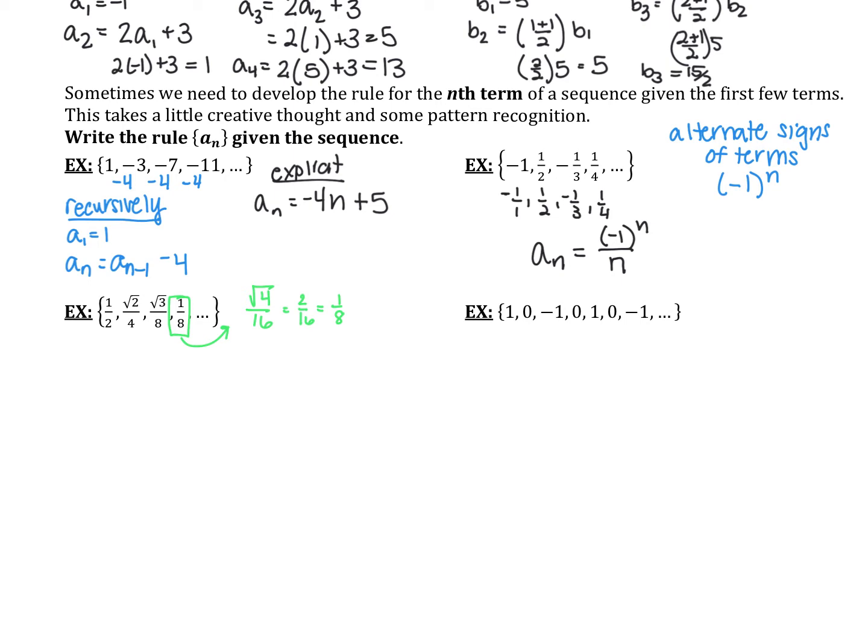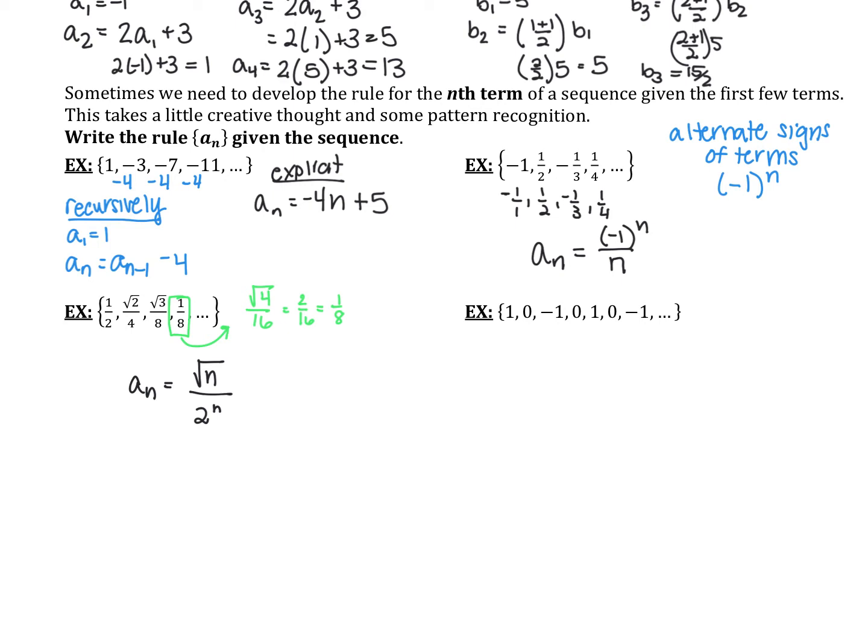All right, do you notice it? I see a square root of n in the numerator. And then do you notice that each of the denominators is a power of 2? So 2 squared, 2 to the third, 2 to the fourth. So this would be the square root of n over 2 to the n power, my explicit definition.